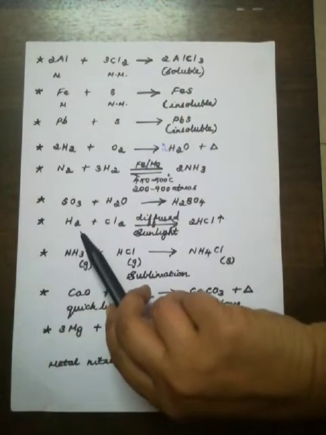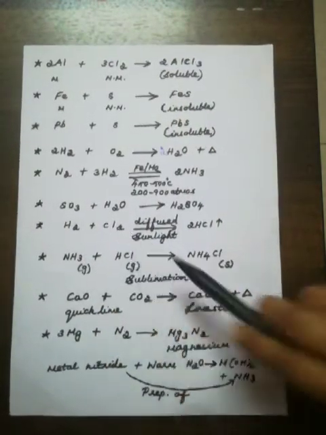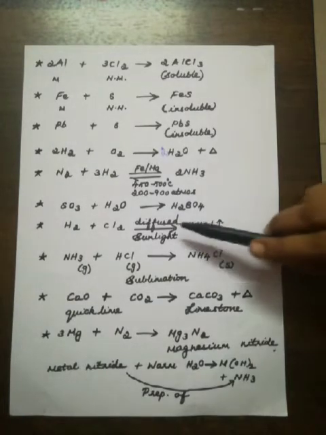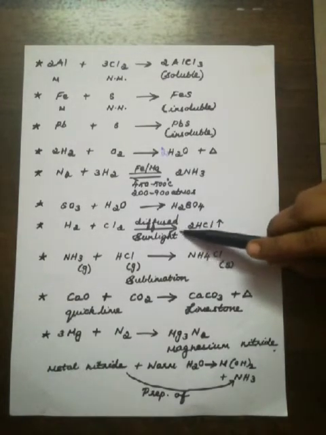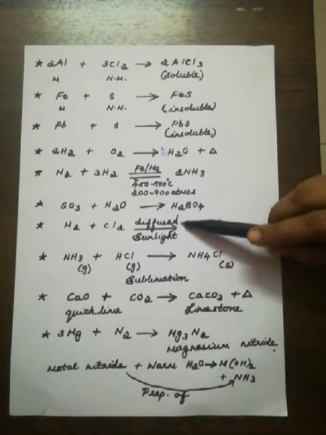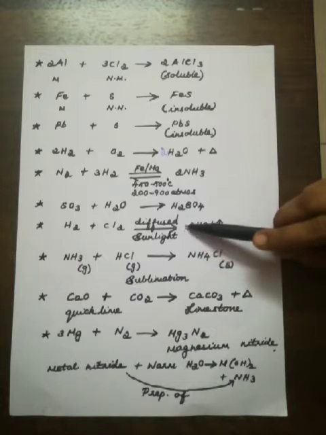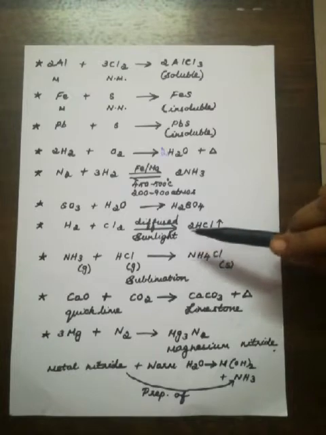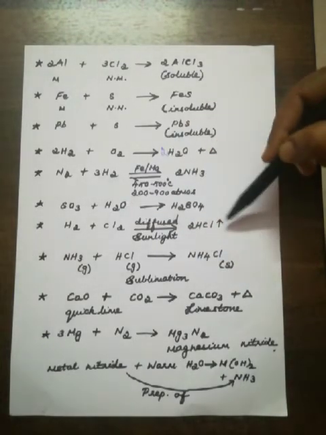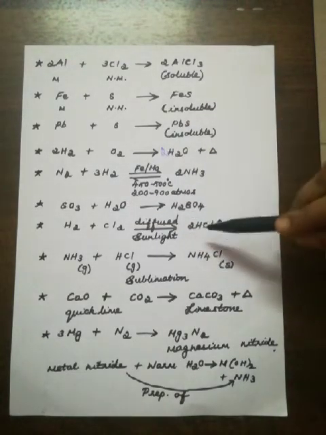Let's see one more example, that is hydrogen with chlorine. Hydrogen chloride is formed, but this is called a photochemical reaction, because the reaction undergoes in diffused sunlight. Diffused sunlight means dim sunlight. If you conduct this reaction in direct sunlight, it is a very explosive reaction. It will explode. So we conduct this reaction only in diffused sunlight.